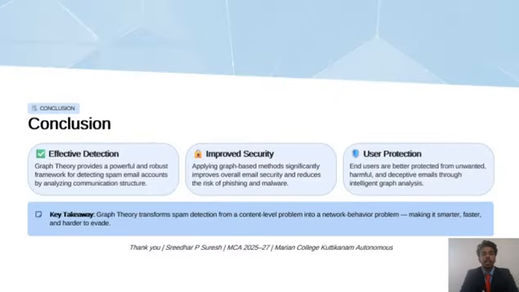Conclusion. To conclude, spam emails are a major problem in digital communication and create a serious security risk. Graph theory provides a powerful and intelligent approach for detecting spam accounts by analyzing the structure of communication network. Instead of only checking the content of emails, graph-based methods study how users interact with each other in the network. This approach helps detect spam accounts faster, more accurately, and more reliably.